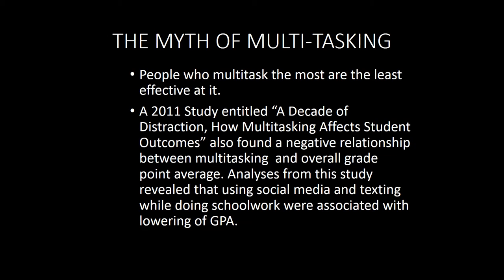And as it turns out, people who multitask the most are typically the least effective at it. A 2011 study entitled A Decade of Distraction: How Multitasking Affects Student Outcomes also found a negative relationship between multitasking and overall GPA, or grade point average. Analyses from this study revealed that using social media and texting while doing schoolwork were associated with lowering of GPA. To me, that sounds kind of like a no-brainer, but some people really think they can multitask, but typically, we're just not very good at it.